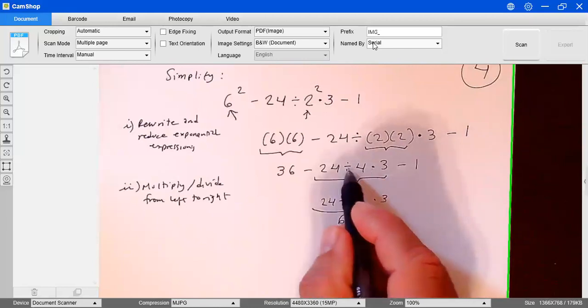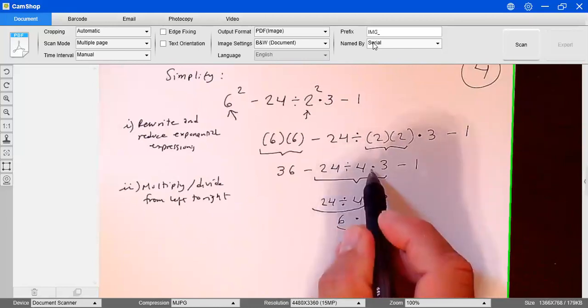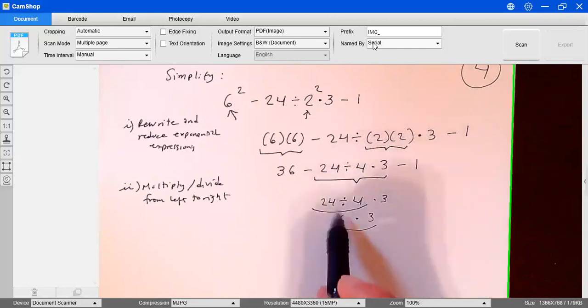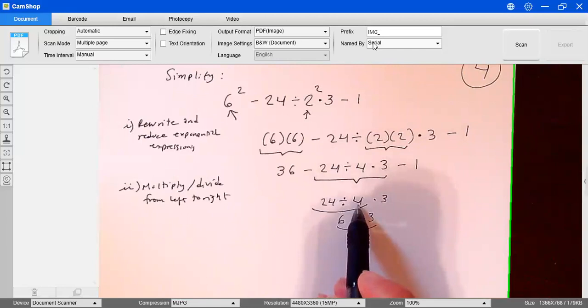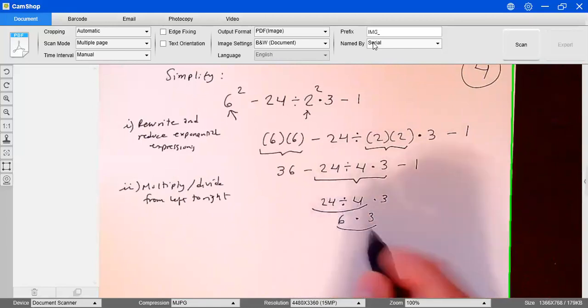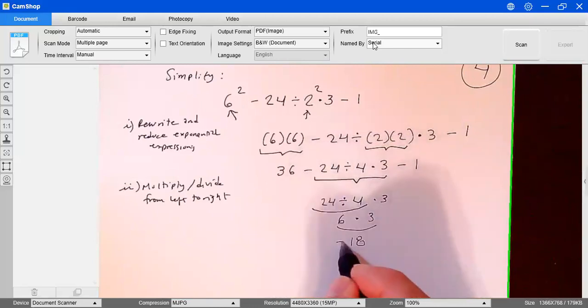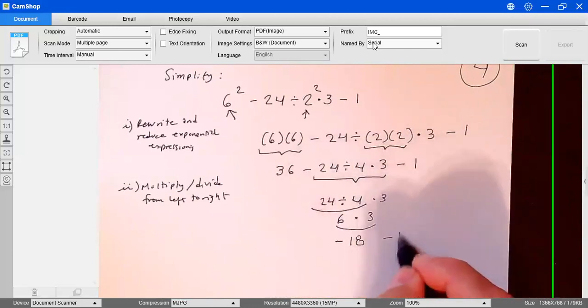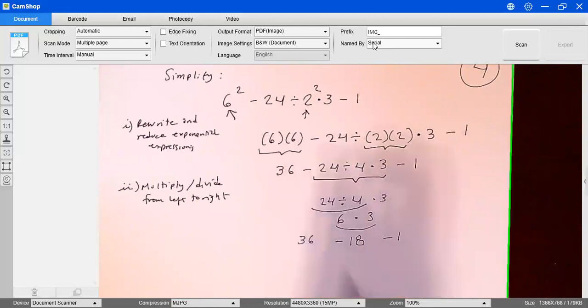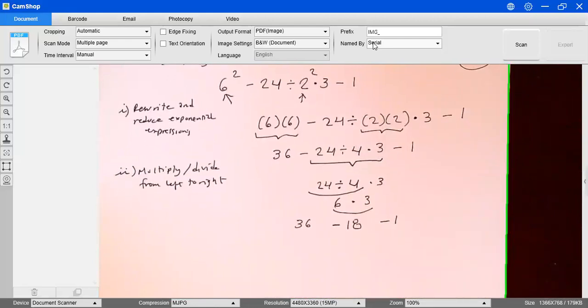So that means that you go first with the division and then with the multiplication. So that's the reason I'm dividing first. 24 by 4 is 6, and then you multiply. This is going to be 18, and then you keep the sign that you have before, then you write the remaining terms. So this is 36 minus 18 minus 1.